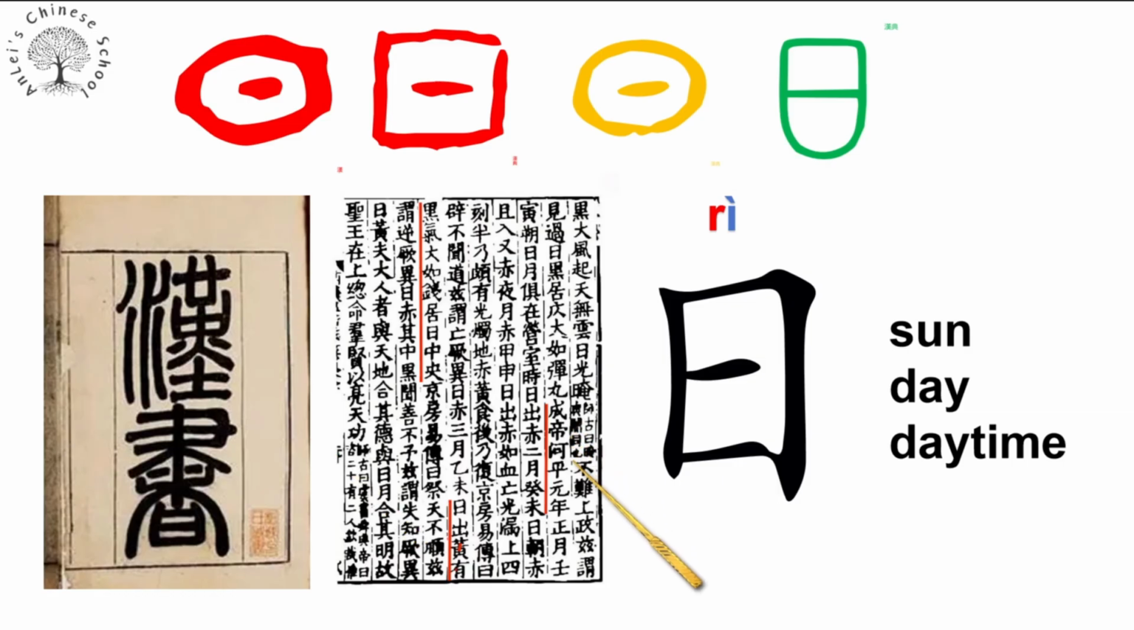成帝河平元年, the first year of Heping during the reign of Emperor Chengdi in the Han Dynasty. That was 28 BC. 日出黄，有黑气大如钱，居中央. The sun rose yellow, and there was a black gas as large as a coin residing in the center of the sun. The horizontal stroke in the middle of the character 日 represents sunspots.